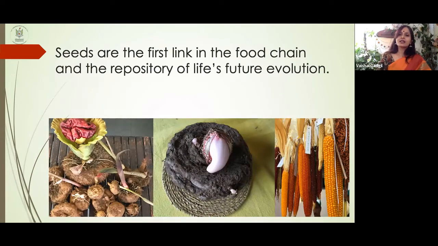And we all know that it's the first link in the food chain and the repository for our future evolution. Dr. Patel spoke about the seed vault in India and the universal seed vault. It's a big hope for all of us.